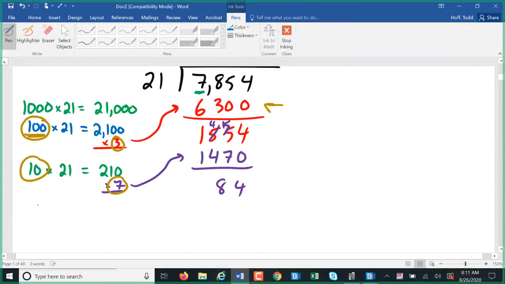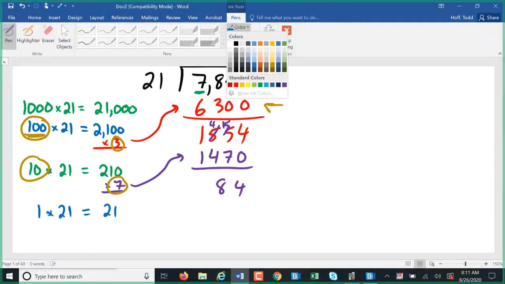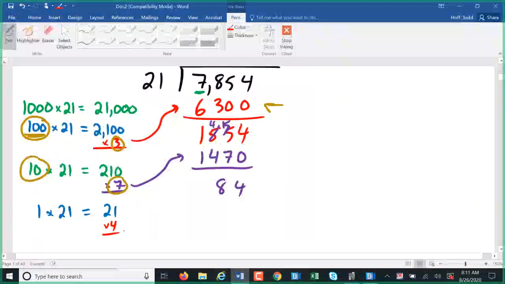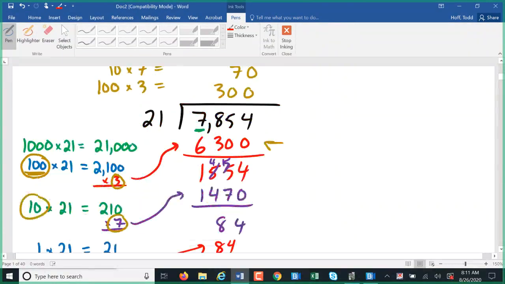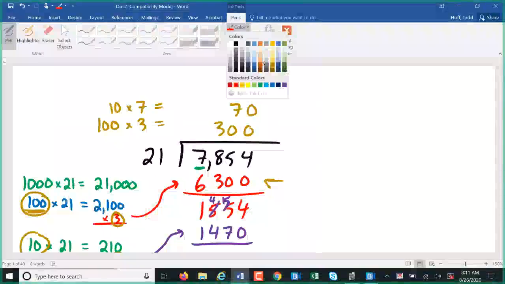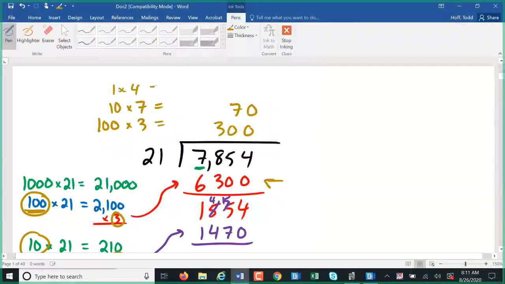Of course, now I'm down to the ones place. 1 times 21 is just 21. 21 times 4 is 84, which gets me to 0. So I just subtracted 21 4 more times. So my result here is 374.